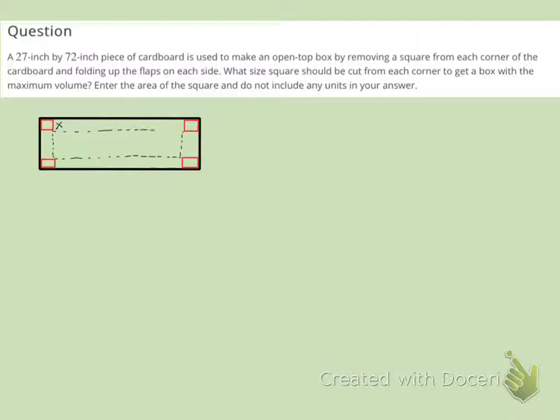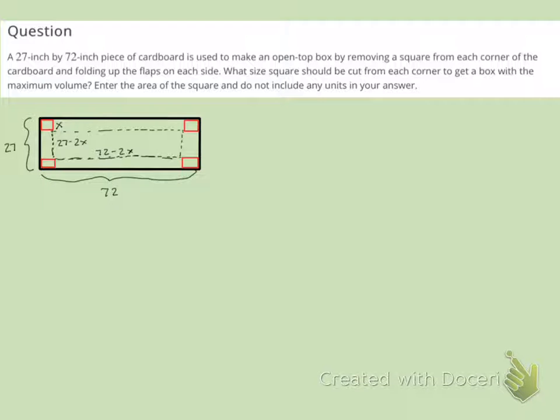the square pieces there, which means that if this full length right here is 27, then this piece inside is going to be 27 minus 2x. Similarly, if this is 72, then this long piece right here inside is 72 minus 2x. And so now I want you to imagine folding up those sides.